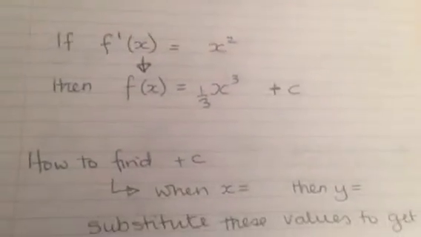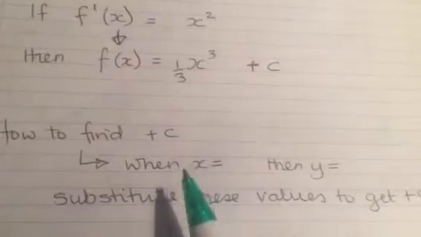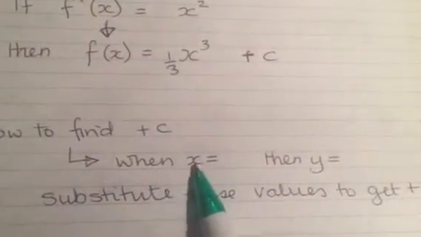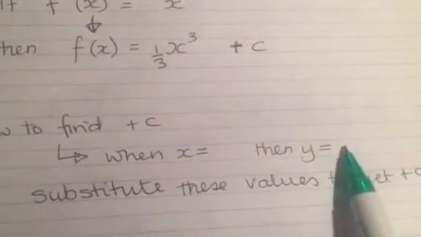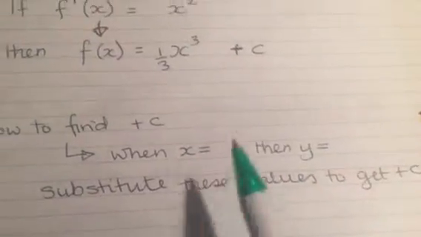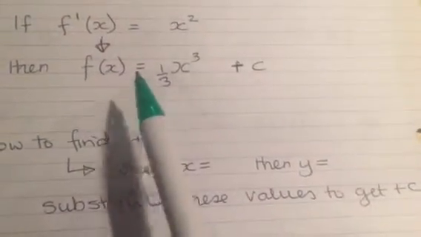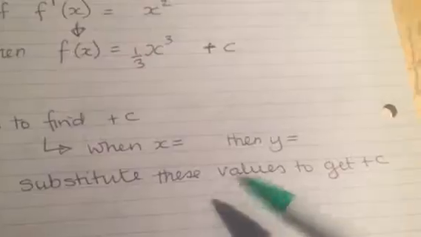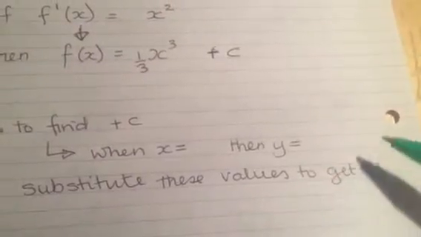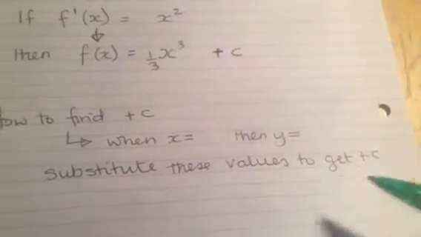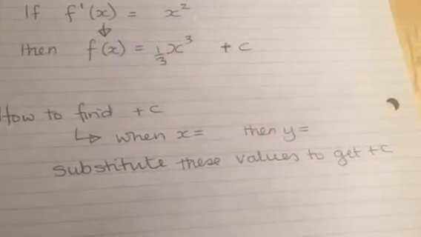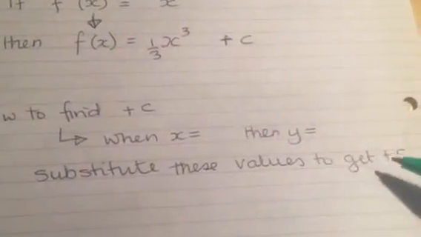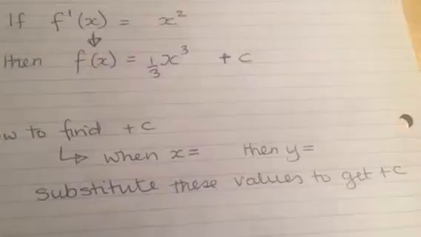You'll sometimes be given information to help you find plus c. So you'll be told that when x is a particular value, then y is a particular value. And if you substitute these into the expression that you've integrated, you'll be able to then work out what your value for c is. And your final line would be to write f of x equals, and write the whole thing out again, including that particular value for plus c.